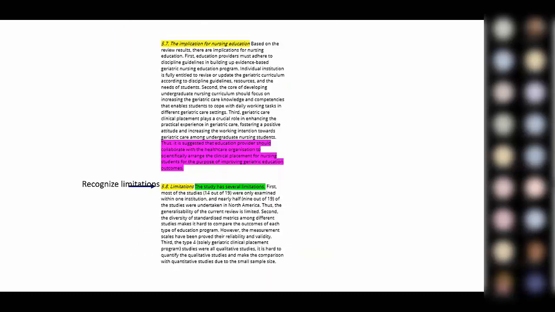Joanna et al. also included a separate subsection within their discussion for their review's limitations to ensure that they're being forthright and giving a clear picture of any potential weaknesses to their research.